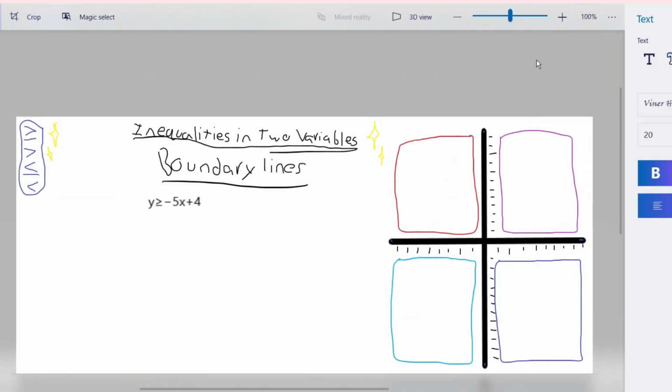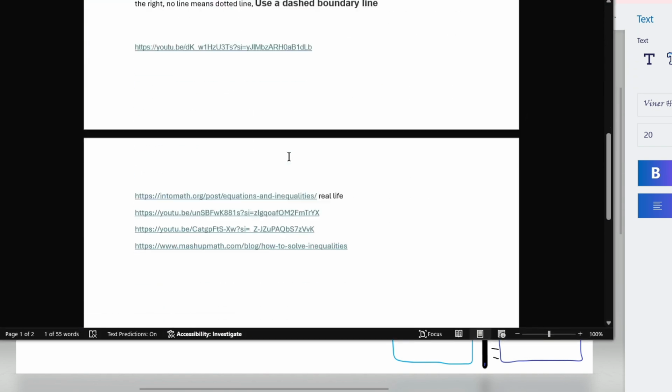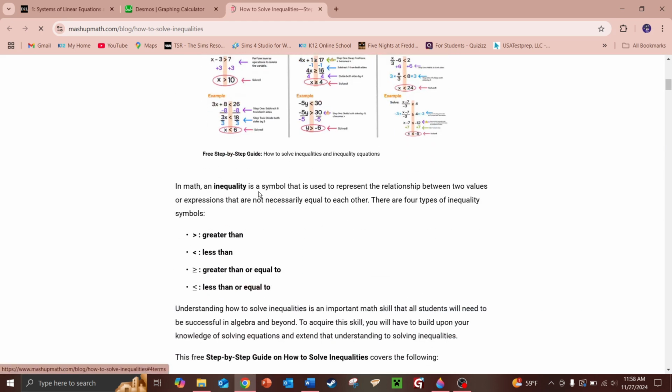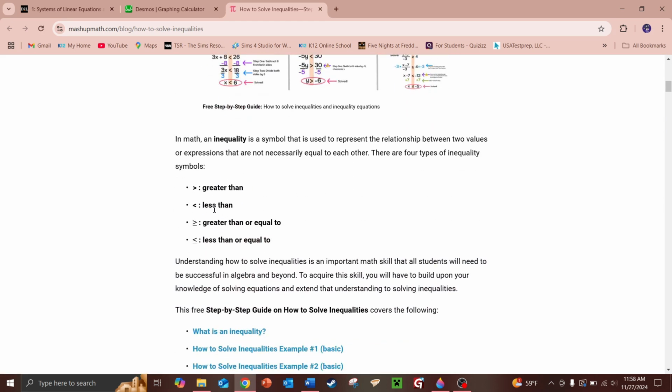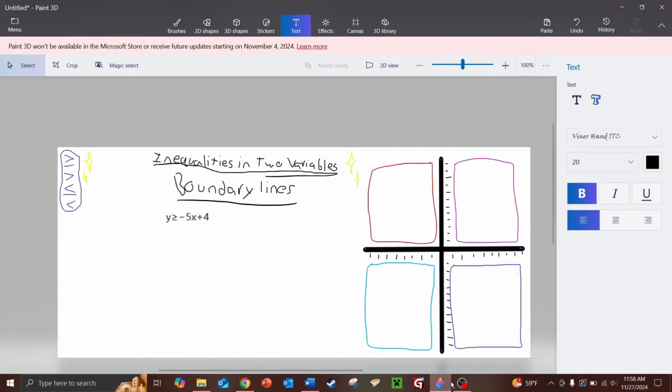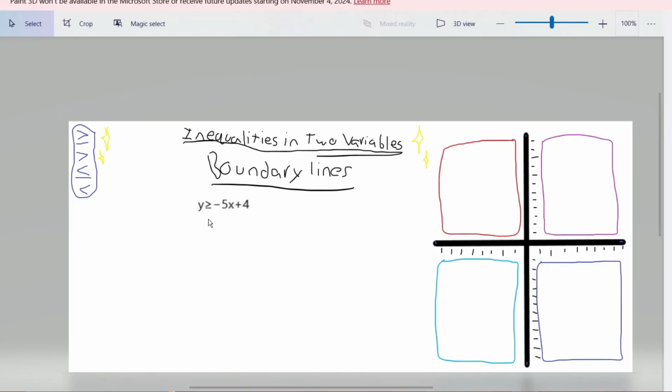Alright, cool. We got y is greater than. I believe that's the greater than sign. Hold on. There's a perfect site right here, a beautiful site that tells you greater than, less than. Alright, cool. I got it right. So y is greater than negative 5x plus 4.